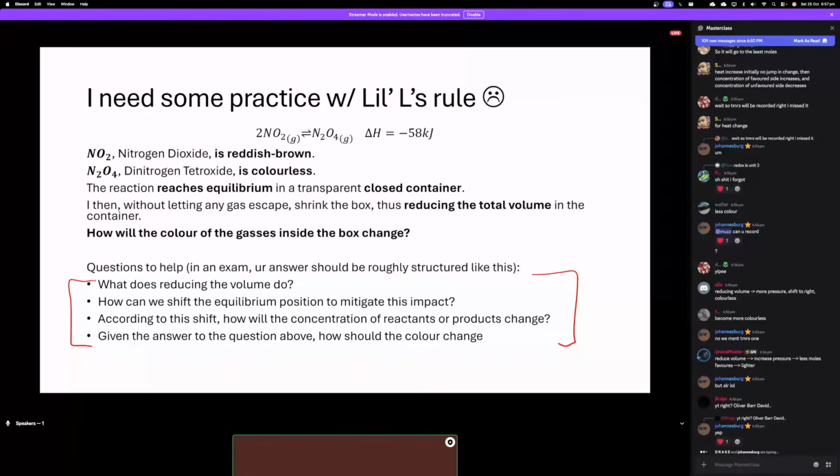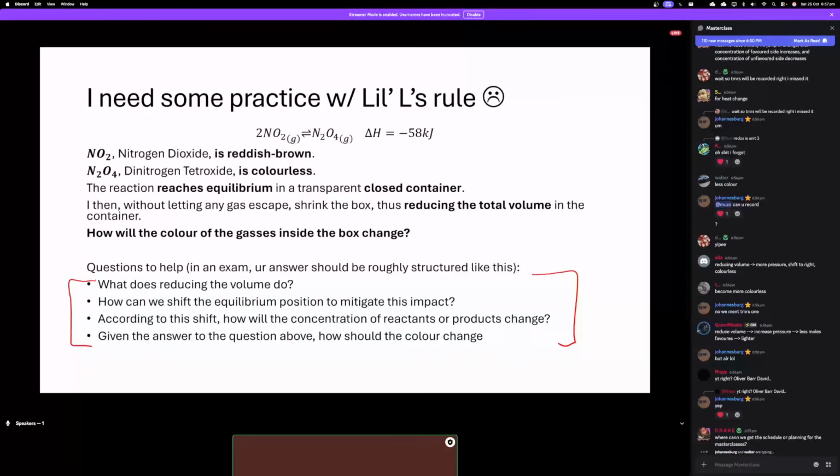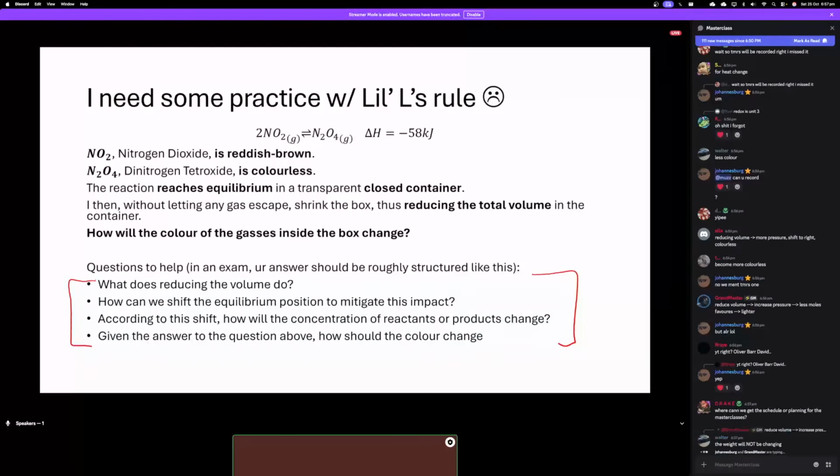Give it a little bit longer. I'm concerned about finishing in time. Oh no, I don't really have a time limit. I guess I do. Oh well, it is going to go for a while. That's my bad, guys.